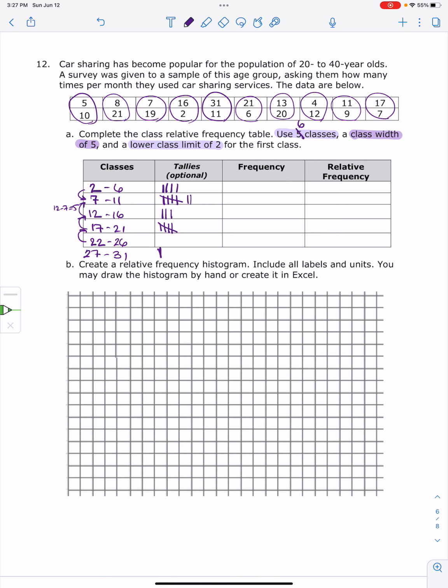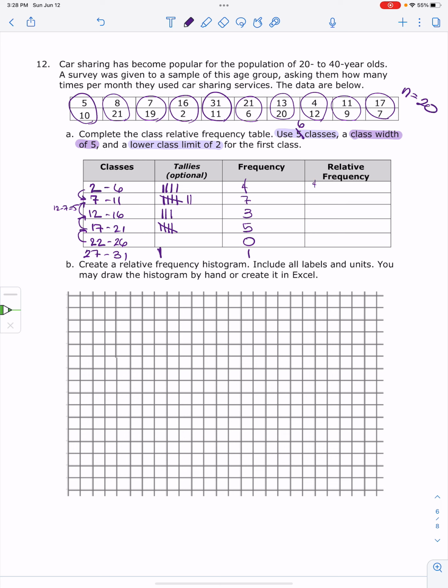So my frequency, remember, frequencies are just the number counts. I have 4 here, 7, 3, 5, 0, and 1. Relative frequency is how often that happens out of the total sample. So we have 2, 4, 6, 8, 10, 20. That's what I thought, but I didn't write that anywhere.